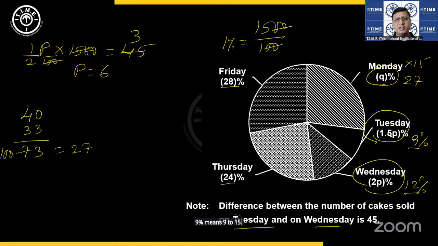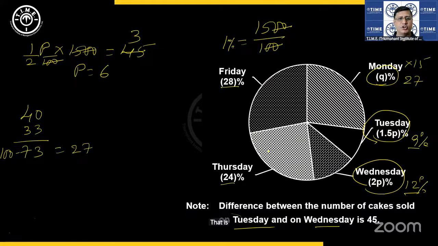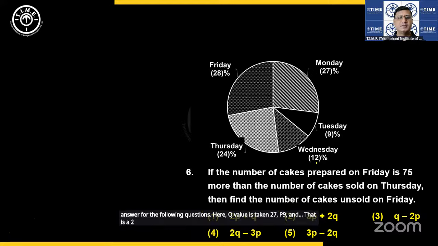9% means 9 into 15, that is 135. 12% is 12 into 15, that is 180. Similarly, find 24 into 15, that is 360, and 28 into 15. Now what I'm doing here is using the 1% value, that is 15, and the values of P and Q, that is 6 and 27 respectively. By using these values, now let's find the answers to the following questions. Here Q is taken as 27, P is 9, and 2p is 6, 12.